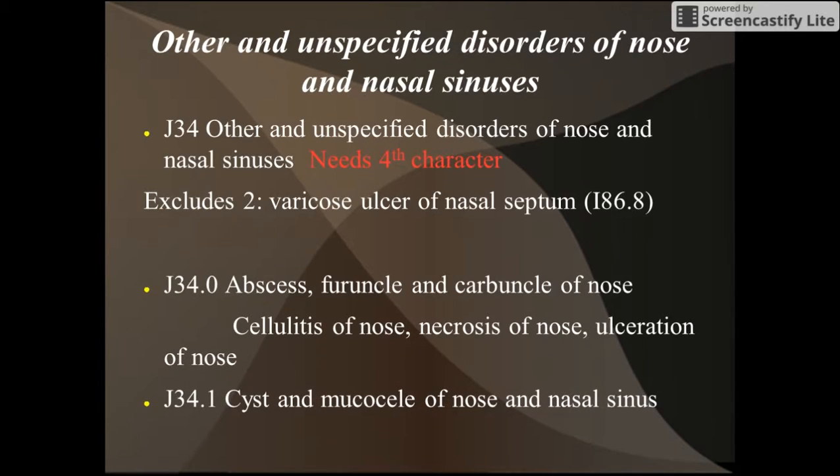J34, other and unspecified disorders of nose and nasal sinuses. It needs a fourth character. So J34.0 is abscess, furuncle, and carbuncle of nose. J34.1, cyst and mucocele of nose and nasal sinus.